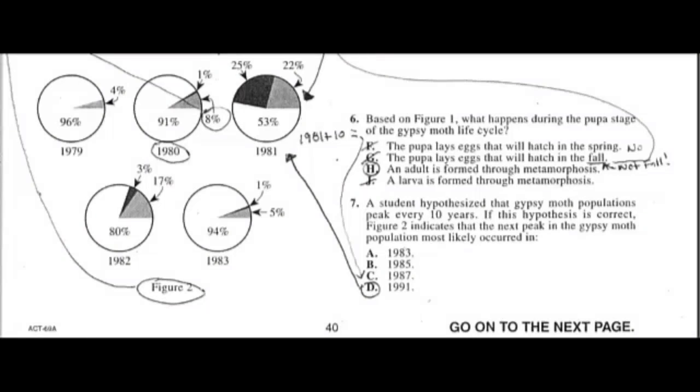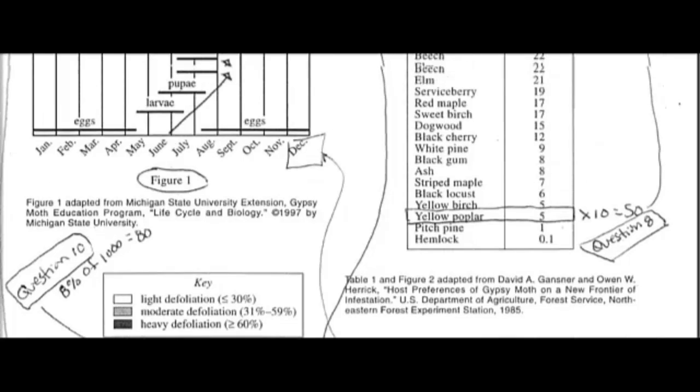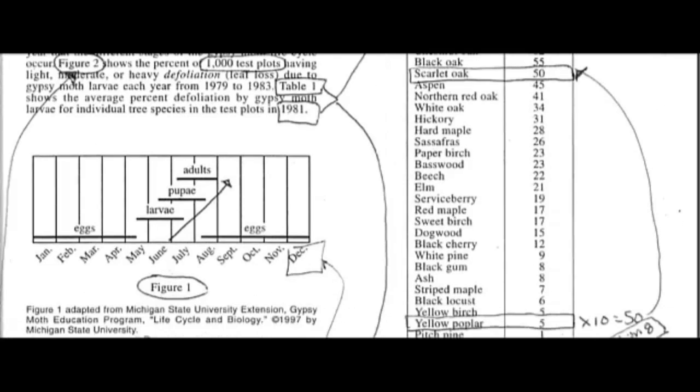Test 69A, Science Practice Problem number 6. Number 6 states, based on figure 1, what happens during the pupae stage of a gypsy moth's life cycle? First things first, we're going to jump up and take a look at figure 1. When you glance up at figure 1, you're asked to analyze this particular table. Here it is. Make sure that you go to the right area.